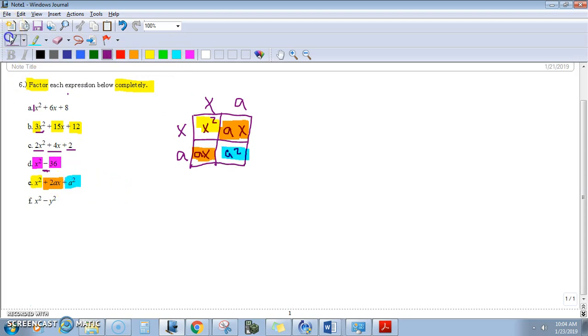Okay, so factored form of this one would be x plus a times x plus a. Or, look, those are exactly the same. X plus a squared.